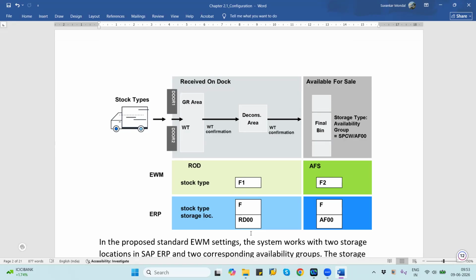Right. And similarly, if it is in quality, it will be Q, right? Q1 and ROD or Q3, AFS, whatever, it will be Q. But in the EWM system, it will be Q3 and Q4. It's just an identifier, a stock type identifier.